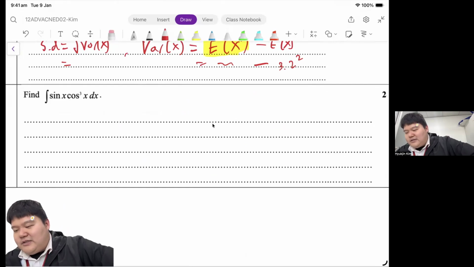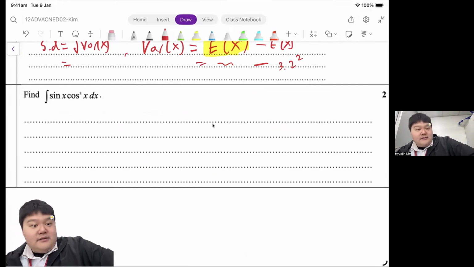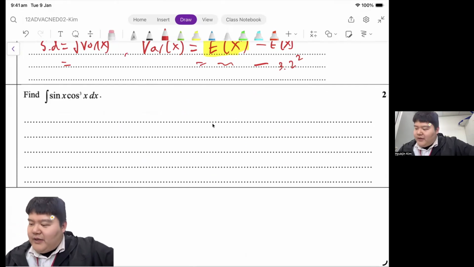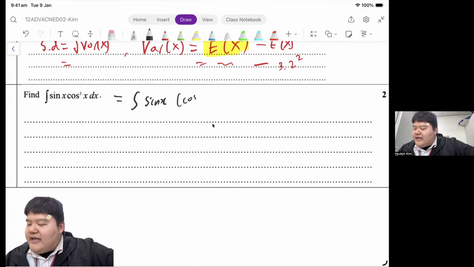Sine x cos cubed x. Remember, there is no such thing as a reverse product rule. If you have a function times a function, you have to think of it as, oh, that must be the derivative of whatever was inside. When I see this, I am thinking, oh, integral of sine x times cos x cubed dx.